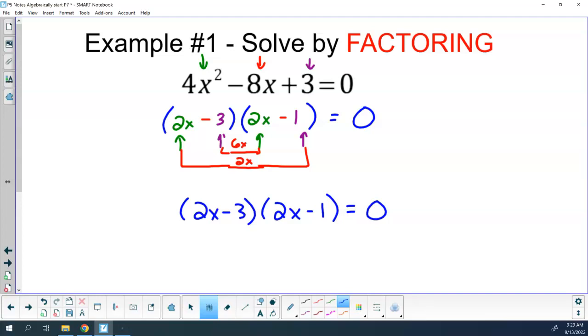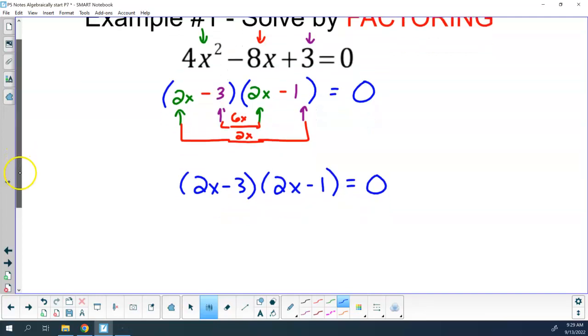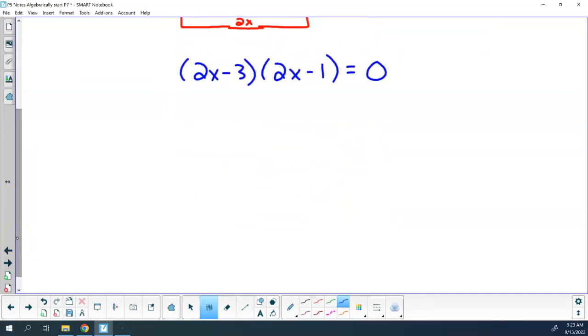Okay. Now that we've got it in factored form, we factor, and factor, and factor until we can't factor anymore. It's my favorite F word, factoring. Now what we do is set those factors to 0. We use something called the zero product property: if two things multiplied together are 0, then one or both of them have to be 0. So we set 2x minus 3 and 2x minus 1 both equal to 0, and then we solve those.